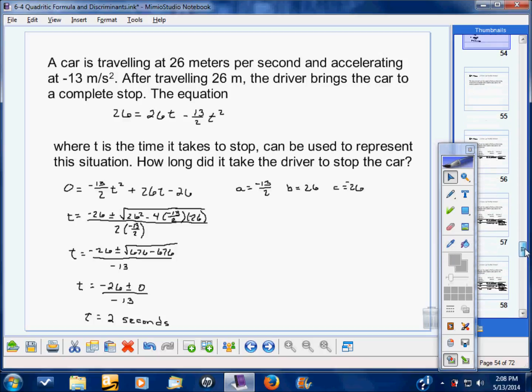Okay? So that's just our one little word problem application, so that you've seen it, so that you know this is where you're going with this when you take physics eventually, for those that are going to do that.